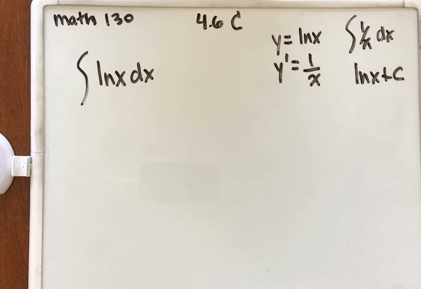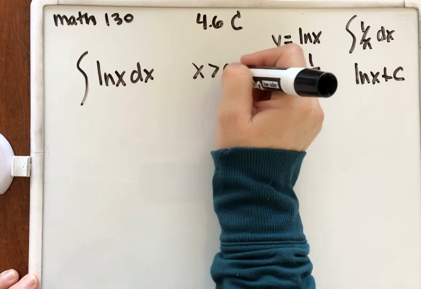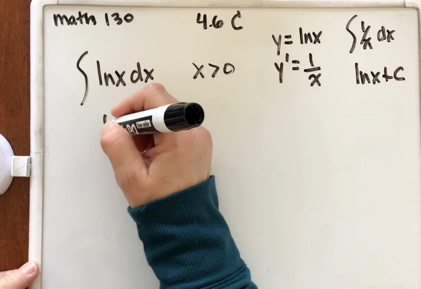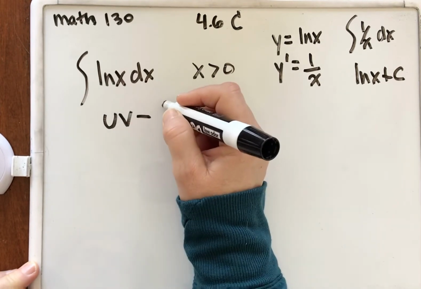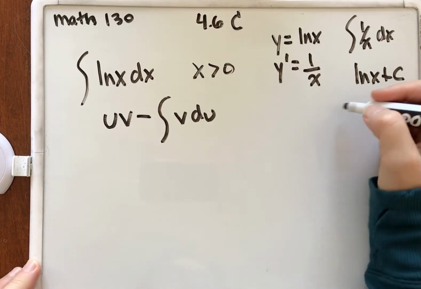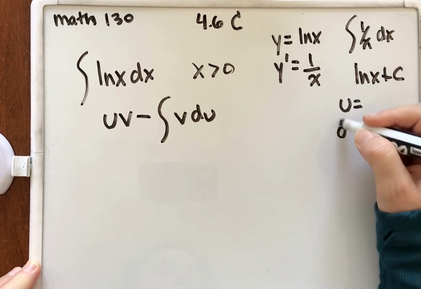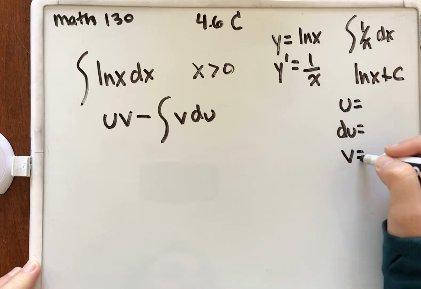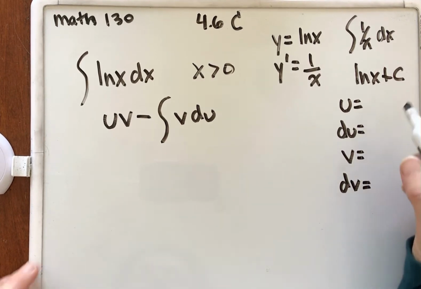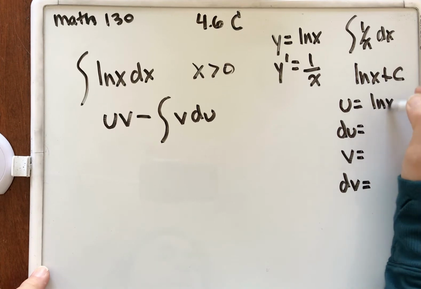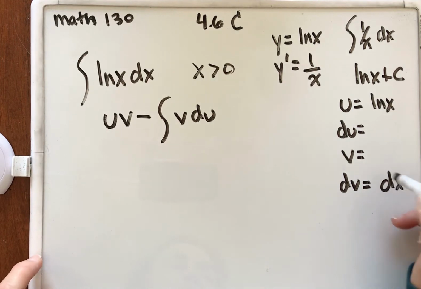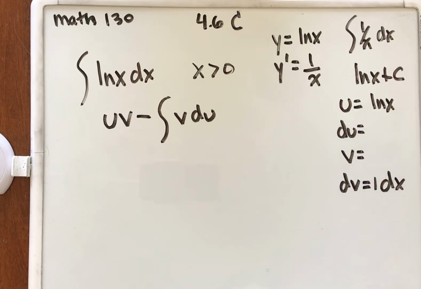Okay? Now we're going to do this where we're going to assume x is greater than 0. All right? So we're going to apply the same thing, what we've been doing, integration by parts, uv minus the integral of v du. Okay, so off to the side, u equals, du equals, v equals, and dv. Okay, so u, we're going to let be ln x. So what does that leave for dv? dv is just going to be dx. And you can think of it as 1 times dx because we're going to be integrating that.